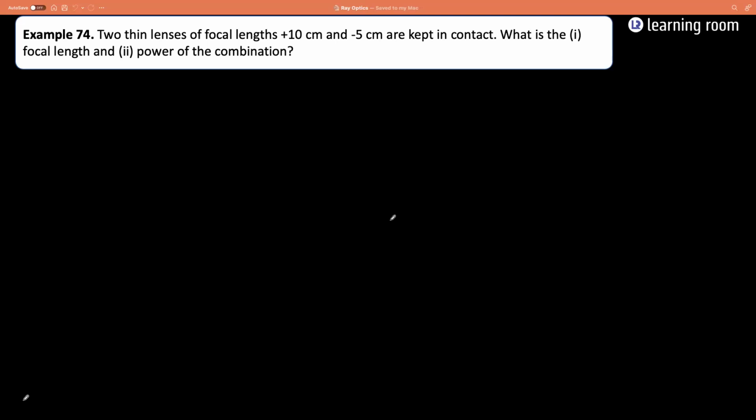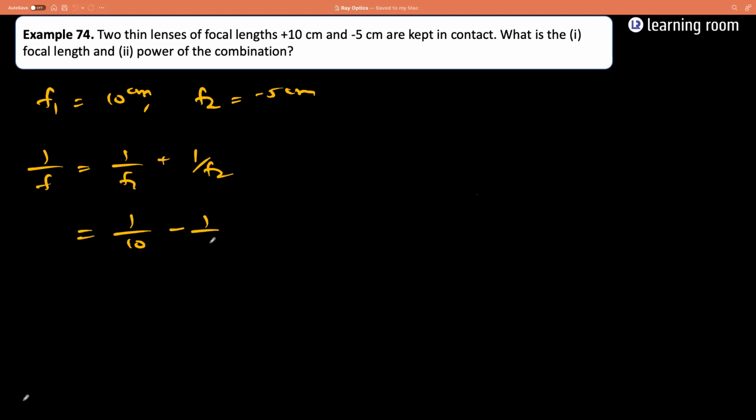Two thin lenses of focal length 10 centimeter and minus 5 centimeter are kept in contact. What is the focal length and the power of the combination? So F1 is 10, F2 is minus 5 centimeter. When they are kept in contact, what is going to be the focal length? So 1 by F will be equal to 1 by F1 plus 1 by F2. So 1 by 10 minus 1 by 5. So how much is it going to be? 5 minus 10 divided by 50, or it is going to be minus 5 divided by 50. So F will be equal to minus 10 centimeter.